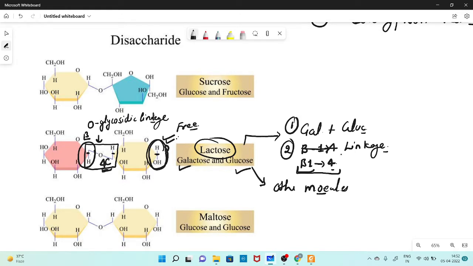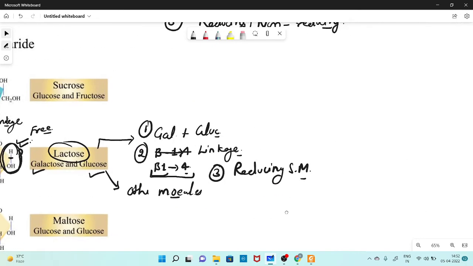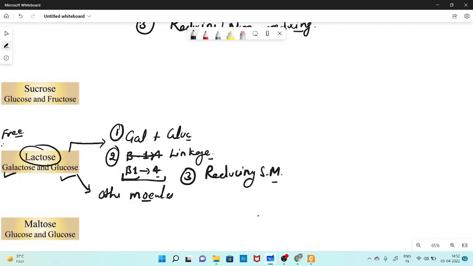So these types of molecules are called reducing sugars. So lactose is a reducing sugar molecule, right? Now next comes what type of enzyme hydrolyzes lactose. The lactose hydrolyzing enzyme is called beta galactosidase or sometimes lactase.